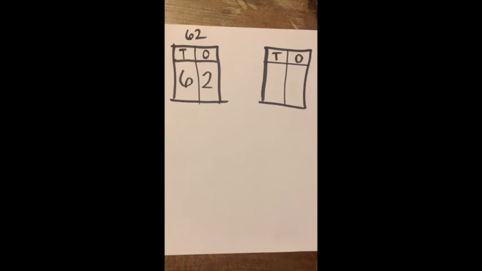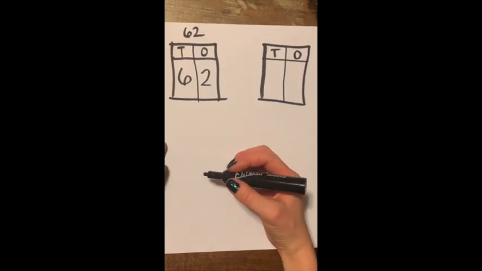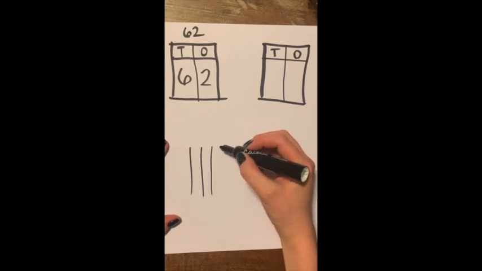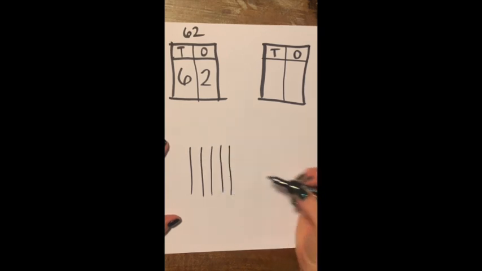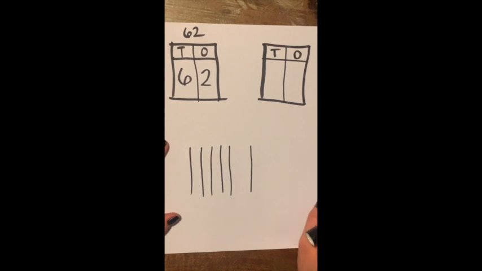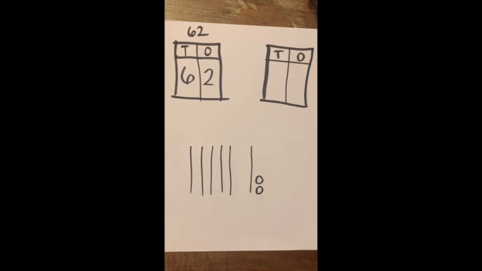Now let's draw 62 using our quick 10 method. So let's do tens first. I have six tens, so I'm going to make six straight lines. There's one, two, three, four, five, six tens, and now for ones. I have two ones, so I will make two little circles. I have just drawn 62 using my quick tens method.